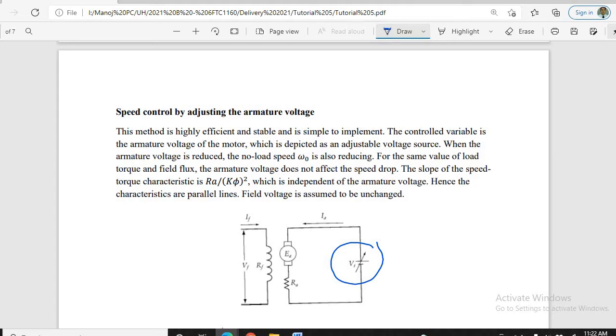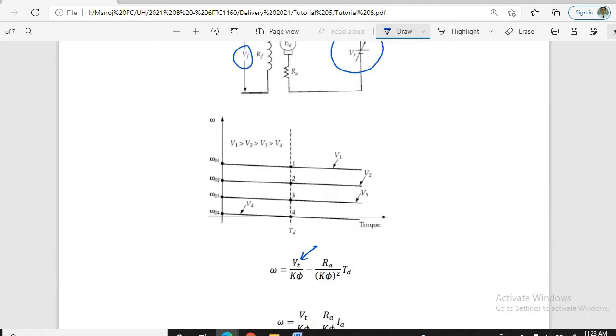When the armature voltage is reduced, the no load speed omega naught is also reduced. For the same value of load torque and field flux, the armature voltage does not affect the speed drop. The slope of the speed torque characteristic is Ra over K phi squared, which is independent of the armature voltage. Hence the characteristics are parallel lines. The field voltage is assumed to be unchanged. You can see these characteristics here.